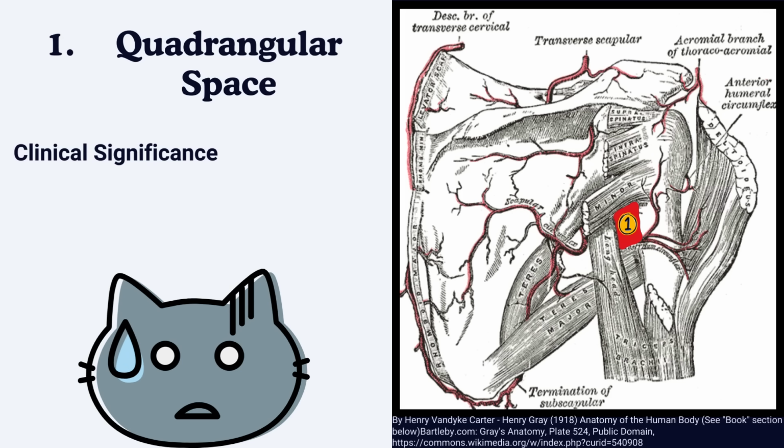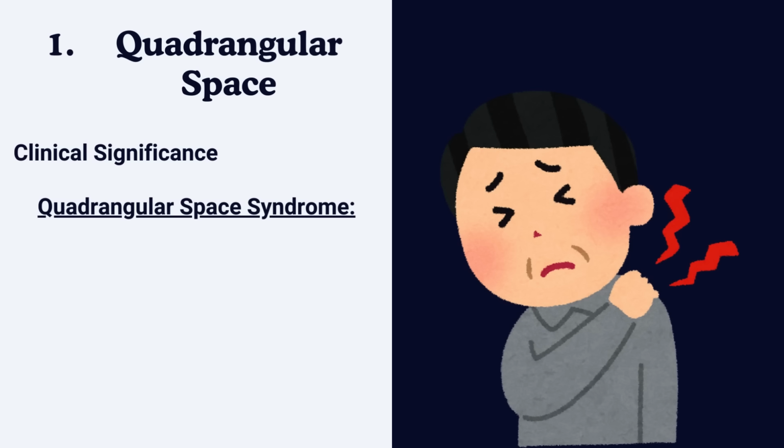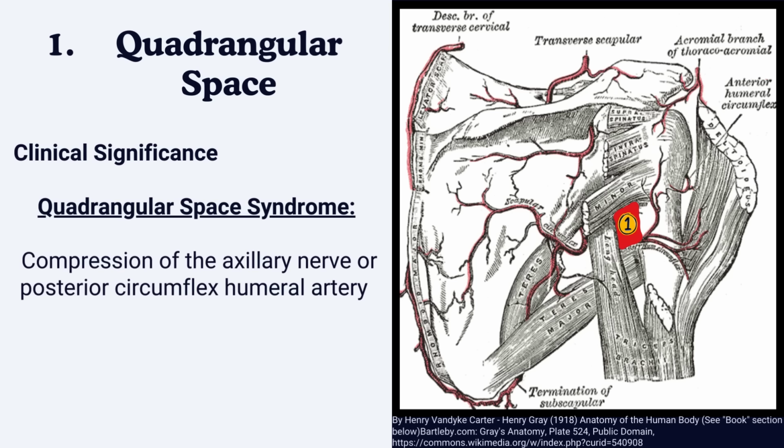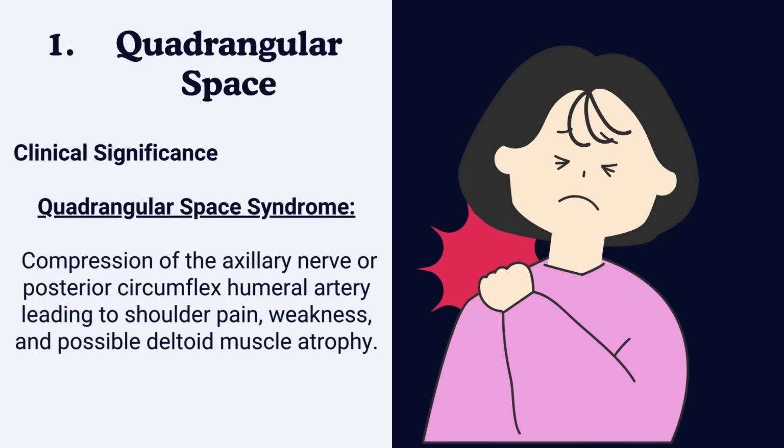Clinical significance of quadrangular space. There is a pathology called quadrangular space syndrome. It is the compression of the axillary nerve, or posterior circumflex humeral artery, leading to shoulder pain, weakness, and possible deltoid muscle atrophy.